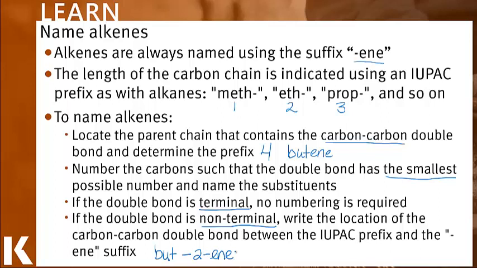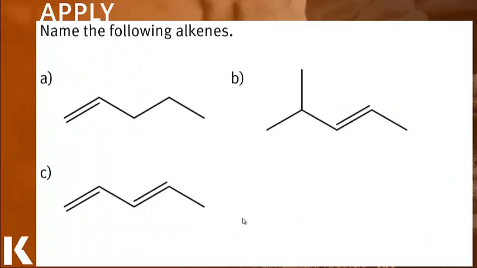Let's practice naming a couple of alkenes. Our first one here, if we look at A, we notice that the double bond is terminal. It's on the end. So I know that that's going to be my first carbon. Then I name my remaining carbons. There are 5 carbons in my chain, so this is going to be a pentene. I can either call this a pentene, or I can call it a 1-pentene. Remember, if it's terminal, that 1 is not necessary.